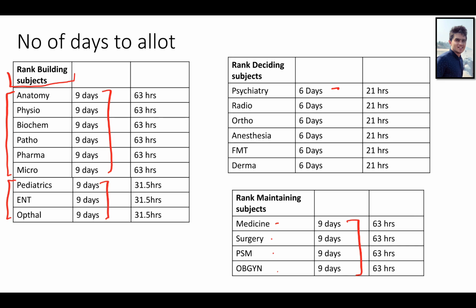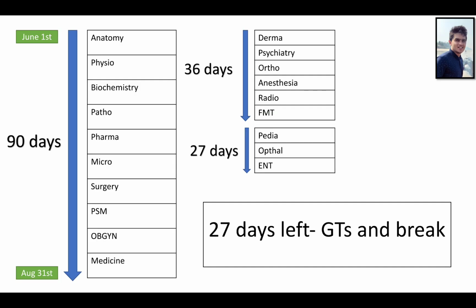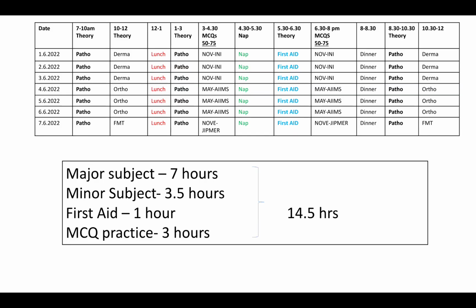So I'll explain how we are going to spend a day. This is basically a long-term timetable. When you divide your timetable daily, what are we going to do? Suppose for example you are someone who gets up at 7. So let's say you get up at 6:30, you get ready and you reach your study table. In the initial morning 3 hours we are going to read theory. For example, we allotted patho, which is a major subject. So we allotted 9 days for patho.